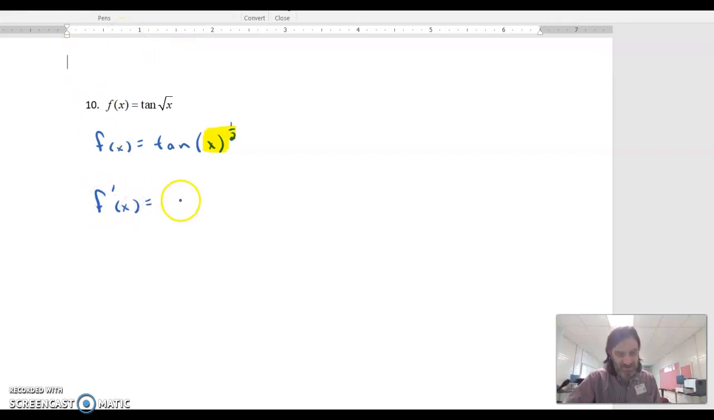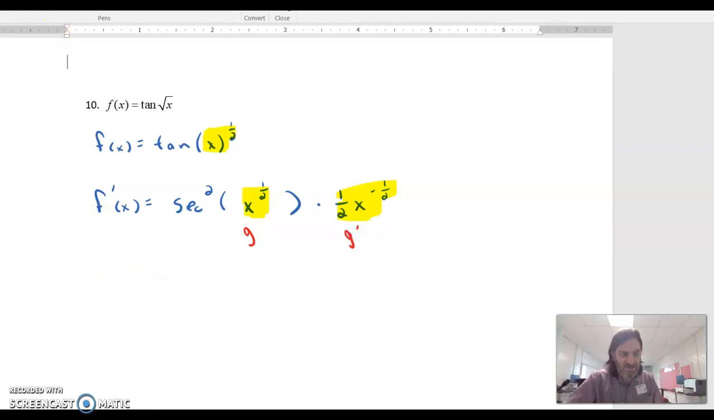So derivative of tangent is secant squared, and then our regular u or g will go in there, x to the 1/2. And on the outside, this is just a chain rule, so it'll be 1/2 x to the negative 1/2. So we get to put everything right back where it was. So here's our g prime.